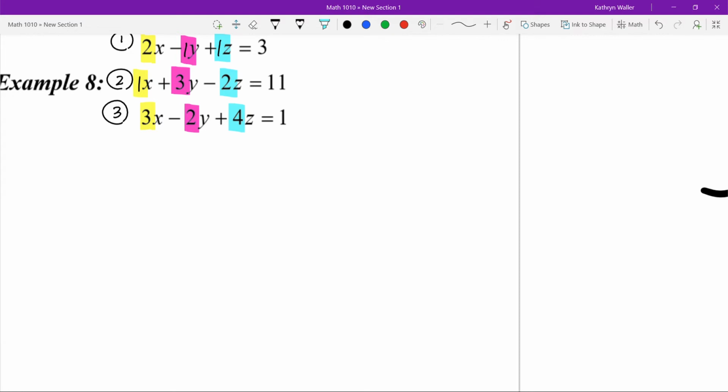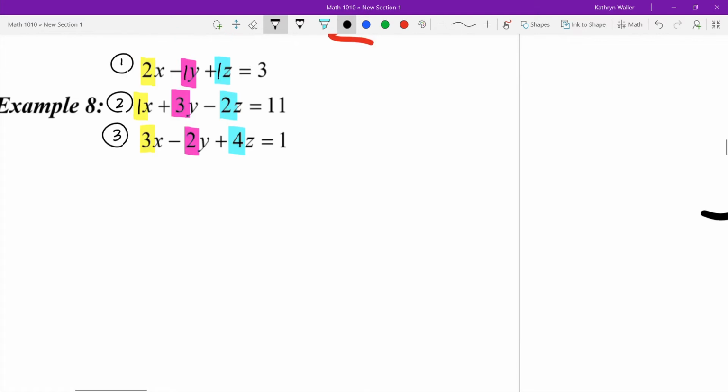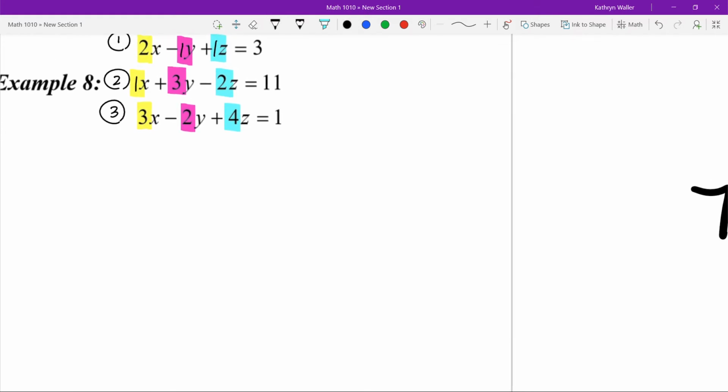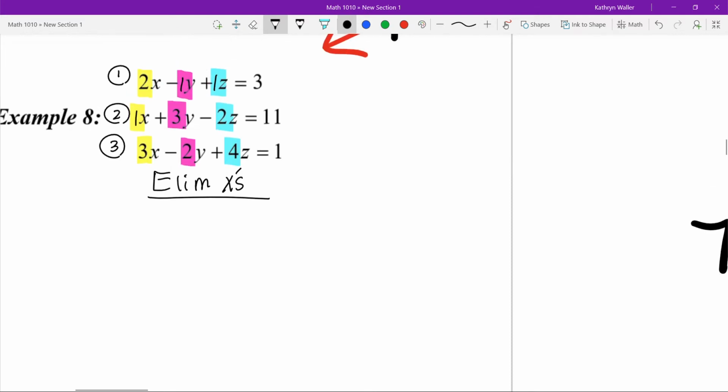I heard somebody say Y's. Let's do Y's. I actually don't really like Y's, to be honest with you. I like yellow. The reason I don't like Y's is because that Y is a negative, which I think could get a little dicey. So I'm going to say X's. I heard somebody say yellow. Okay, so we're going to eliminate X's. If somebody else did Y's and somebody else did Z's, does it matter? Tell me. No.